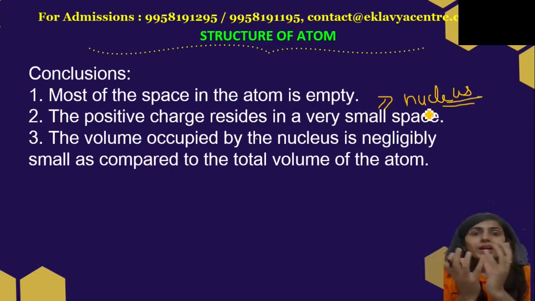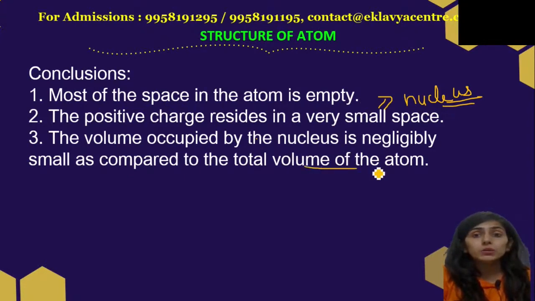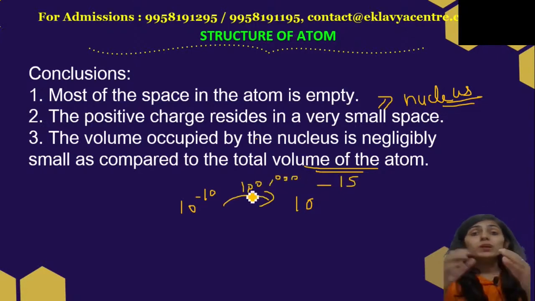He said the atom is mostly empty and hollow, and inside that atom there is one sphere of positive charge, which he named the nucleus. The volume occupied by the nucleus is negligibly small compared to the total volume of the atom. Suppose the volume of the atom is 10 to the power minus 10 and the volume of the nucleus is 10 to the power minus 15, which is actually a lakh times smaller. So the atom is actually 1 lakh times larger compared to the nucleus.